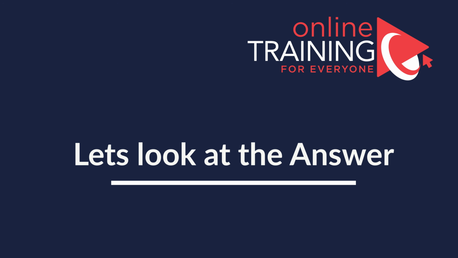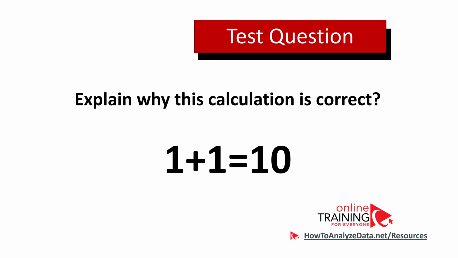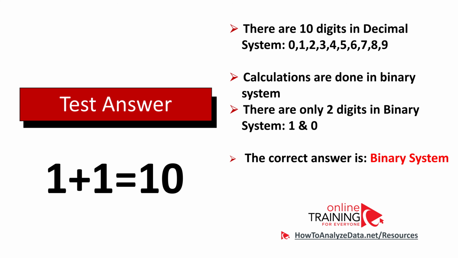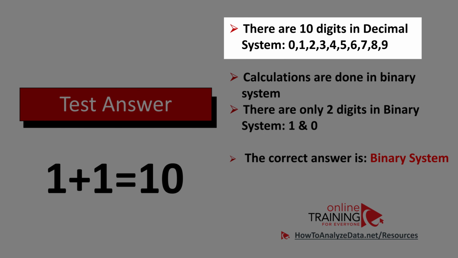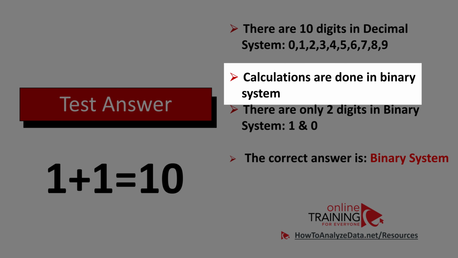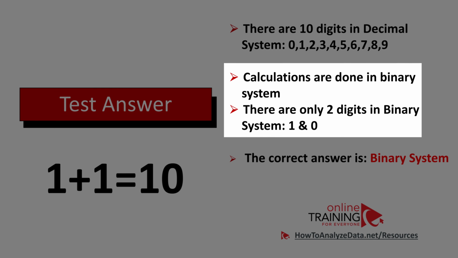Do you think you know the answer? Let's continue to see how we can solve this challenge and get to the correct solution together. Typically, when we do calculations, we use 10 digits in the decimal system. We use 0, 1, 2, 3, 4, 5, 6, 7, 8, and 9. But here, calculations are done in the binary system. And there are only 2 digits in the binary system, 1 and 0.